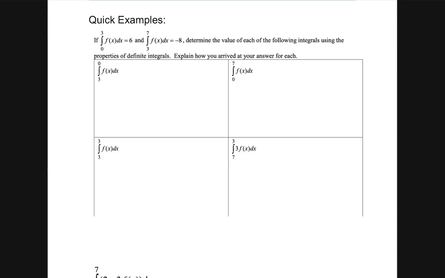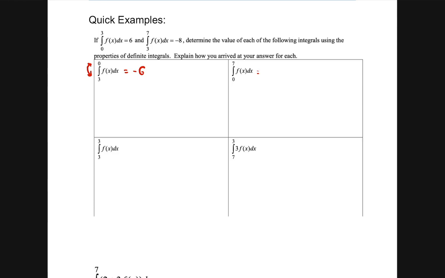Okay, well then 3 to 0, I've just done that swap, right? These have gone backwards. Instead of going left to right, we're going right to left. So I'd use the negative property, or that B to A property. This would be -6.